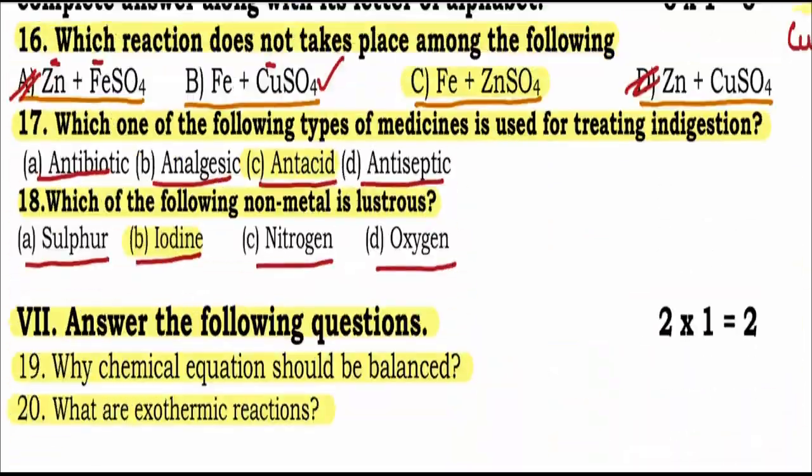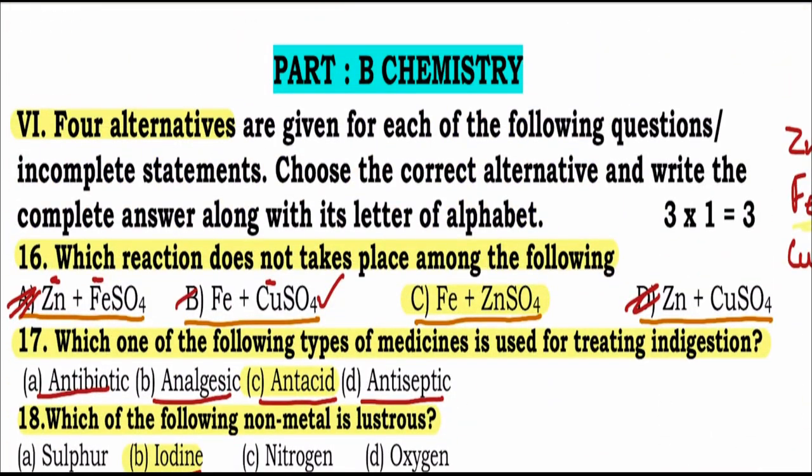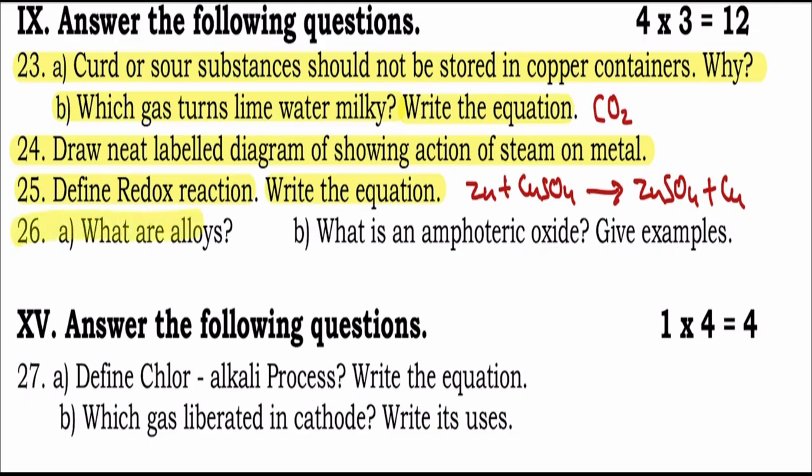If possible, write in comments these two reactions, option A and option B. Question number 26. A. What are alloys? And B is what is an amphoteric oxide? Give examples. Okay. Alloys are metallic substances made by combining two or more elements which are typically metals. Next is what is an amphoteric oxide? Amphoteric oxide is a type of oxide that can react both as an acid and as a base. This means it can neutralize both acids and bases to form salts and water. An example for this is zinc oxide, which is ZnO, and aluminum oxide, which is Al2O3.